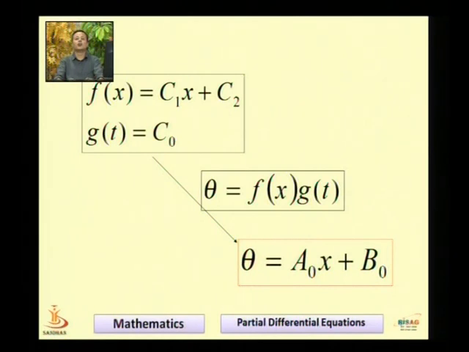So with this f(x) and g(t), our assumed solution now takes the form theta equal to a0 x plus b0. We have merged the arbitrary constants and written them a0 and b0. So theta equal to a0 x plus b0. So for the case lambda equal to 0, we have this solution, and for the case lambda not equal to 0, we have another solution.